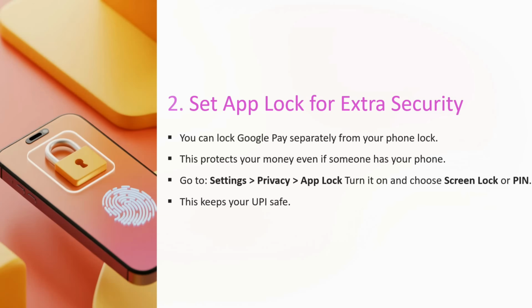Second one is you can set app lock for extra security. You can lock Google Pay separately from your phone lock. This protects your money even if someone has your phone. For that, you have to go to settings, privacy, app lock, and turn it on for the Google Pay app, and choose screen lock or PIN. This keeps your UPI safe.